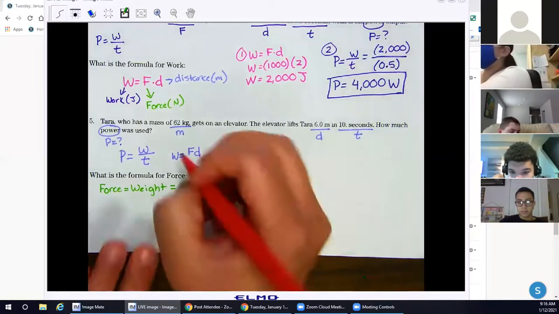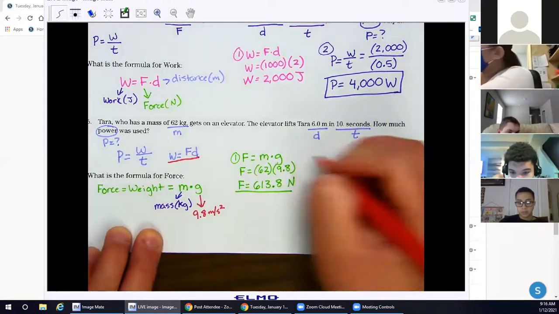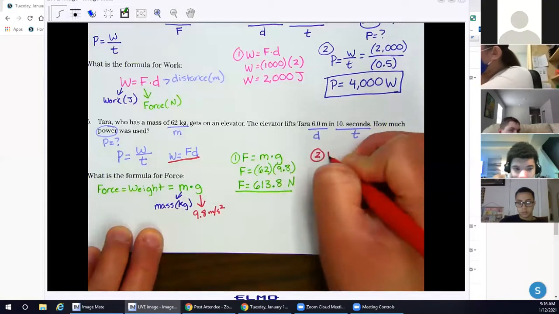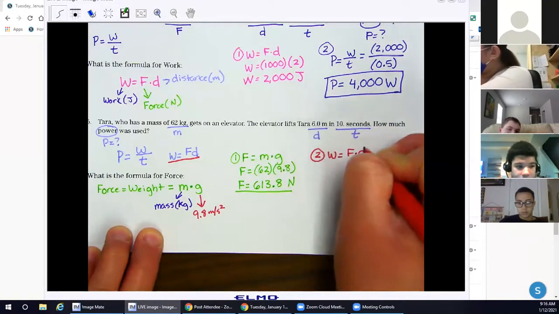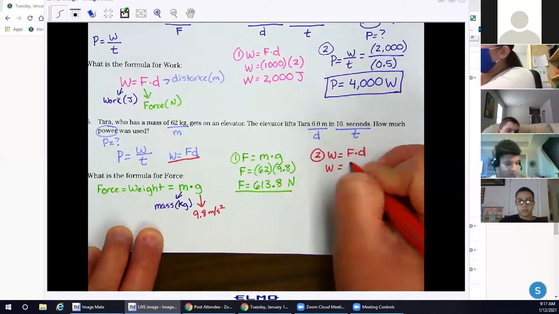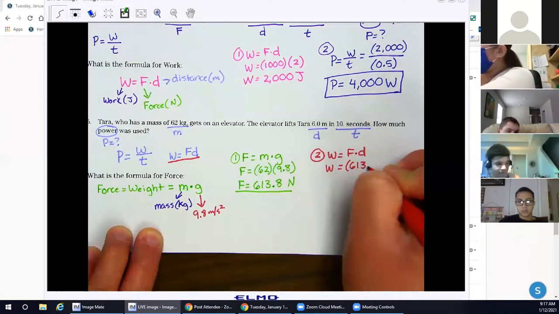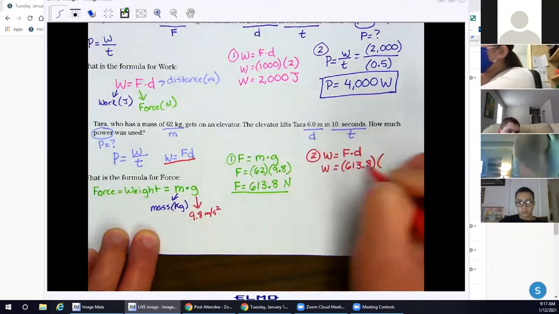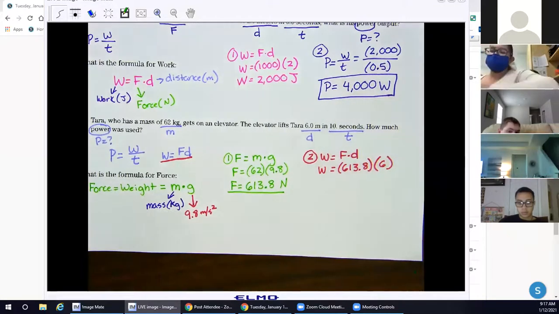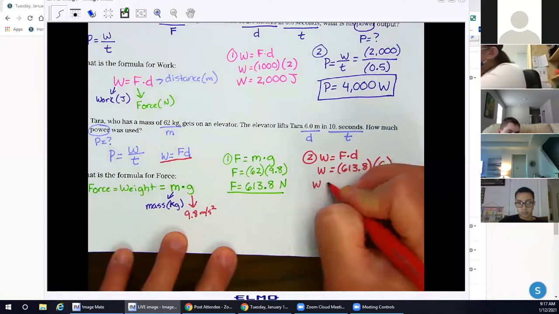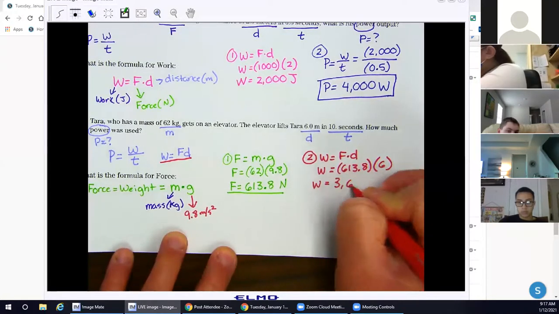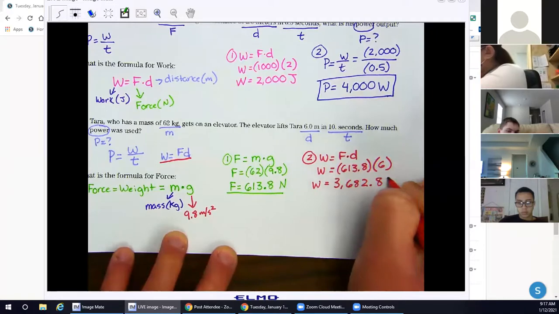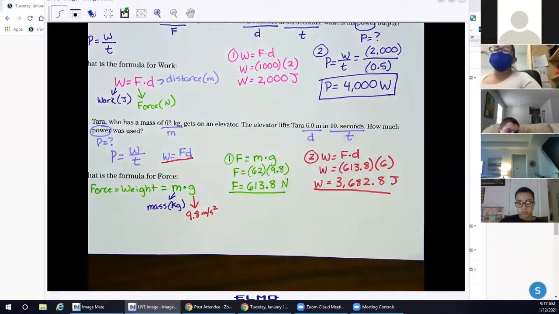Now we can solve for work. So our second step, work equals force times distance. We just calculated our force. That was 613.8. Our distance is 6 meters. So 613.8 times 6. Work is 3,682.8 joules. But again, we're not done because we need power.